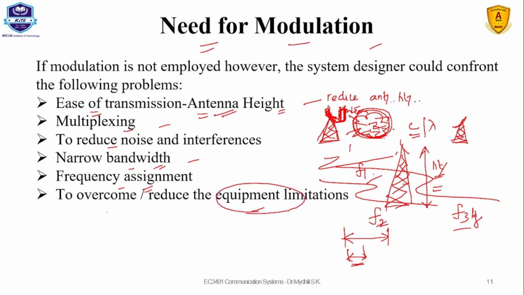Next, not only with the antenna height, but in order to reduce the equipment limitations, modulation plays a major role. This is a very important 2 marks question, and the antenna height is very important in practical scenarios when you are involved with the transmission and reception of a signal.